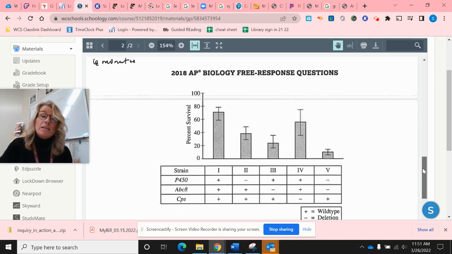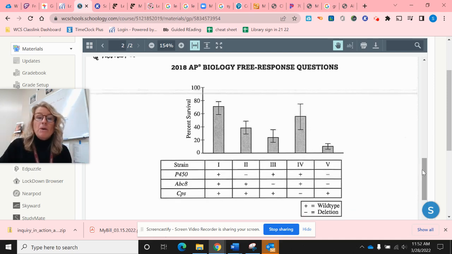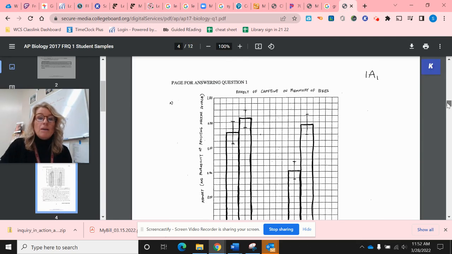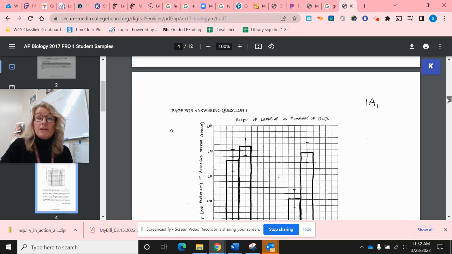You're going to be asked in just a second to complete this 2018 AP Bio released question. It's one of the 6-minute long questions. It shouldn't take very long, where you're given 5 different sets, and you need to make some conclusions about that. But before we get to that, this is a released exam question where the student was asked to graph the effect of caffeine on memory of bees.